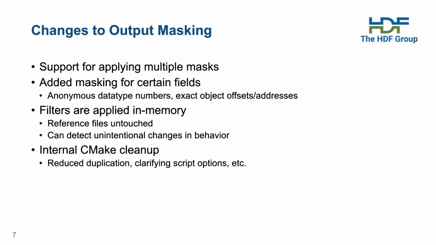Another change is that these masks, these filters, are applied in memory. The actual reference files on the system in the repo aren't changed. And that's useful because if we make some change and now suddenly all the addresses in the file have changed wildly, that might be fine, but if that was an accident, we want to know what caused it and if that has any unintentional side effects. So doing this in memory just lets us see the internals and check if anything unusual is happening.